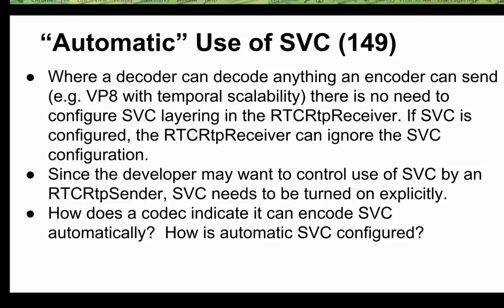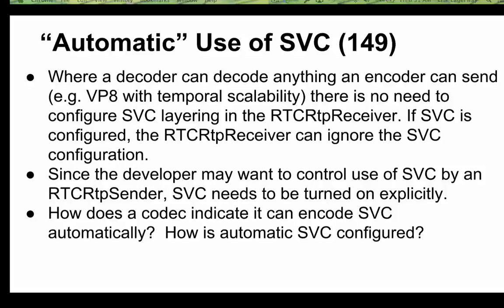So we had an issue 149, which relates to automatic use of scalable video coding. One thing that we realized, and I know the document has all these complicated diagrams related to scalable video coding and layering and all these different examples. But in the case where a decoder can decode anything that an encoder can send, which is VP8 with temporal scalability, there's really no need to configure any SVC layering in the receiver. And I guess that's a really good thing, because it is kind of complicated. Basically the decoder can handle anything the encoder can send, so it doesn't have to prepare itself exactly for how the temporal layers will be laid out.